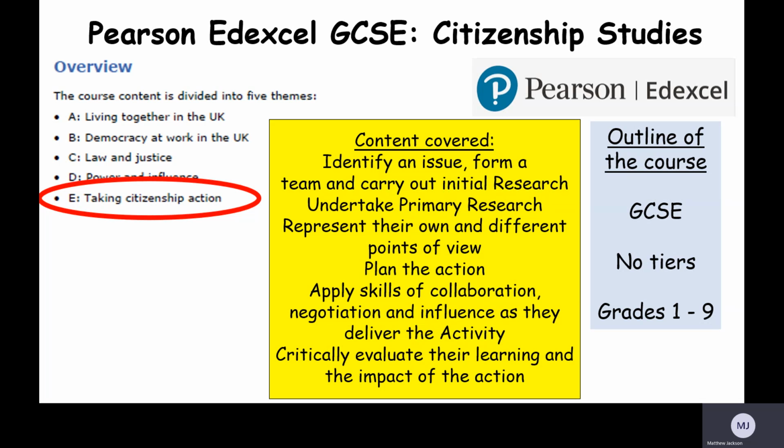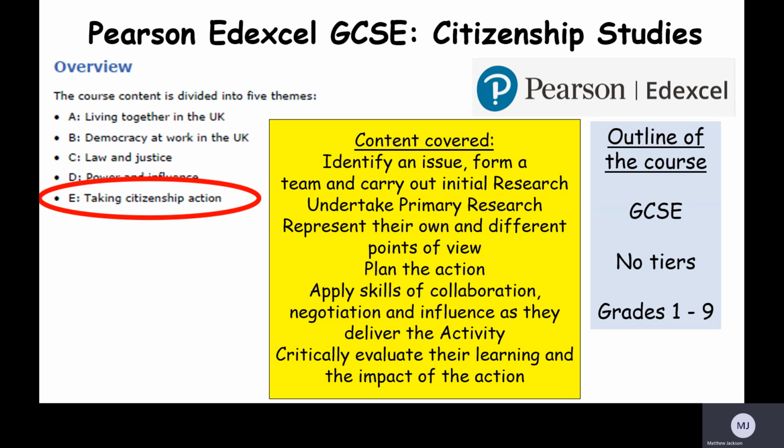Litter picking, they have to say primary research, getting data from people around the area and actual environmental quality surveys. Then they have to represent their own and different points of view, what do people think and what they do not. Plan the action, who you're going to lobby, who you're going to talk to, how are you going to get change, who are the stakeholders, who are the people that are going to inform that decision.